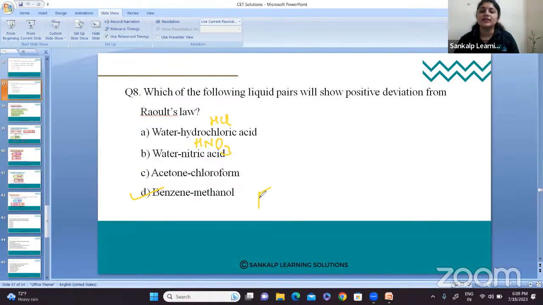Benzene and methanol, that is CH3OH. So benzene and methanol will show positive deviation from Raoult's law. The liquid pair which shows positive deviation is D, that is benzene and methanol.